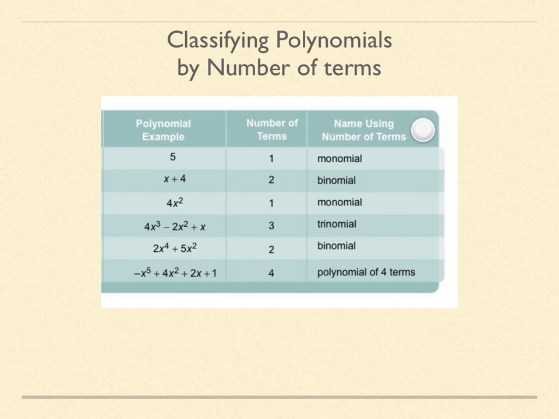Okay, so next we're going to classify polynomials by the number of terms we have. So if we just have a number all by itself, there's only one term here. So the number of terms would be 1, and it would be called a monomial. In our next example, we have 2 terms. We can't combine x and 4x, so we just have 2 terms here. So our number of terms would be 2, and if there's 2 terms, it's called a binomial.